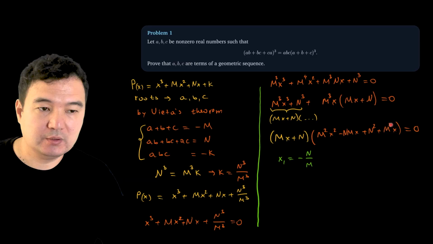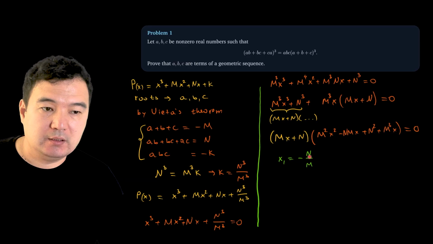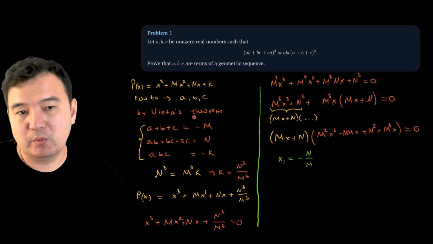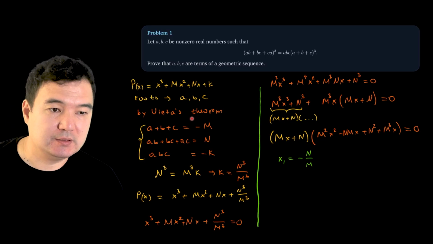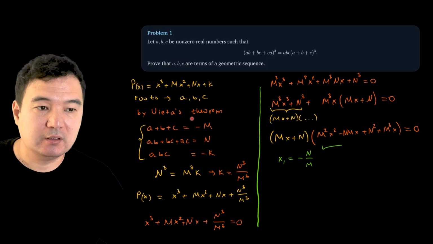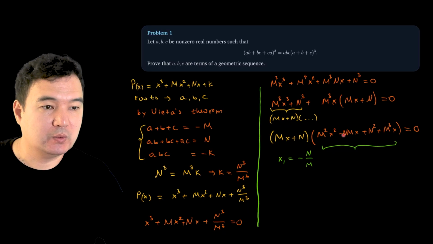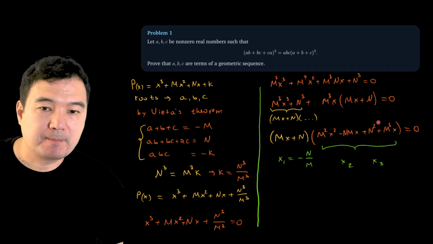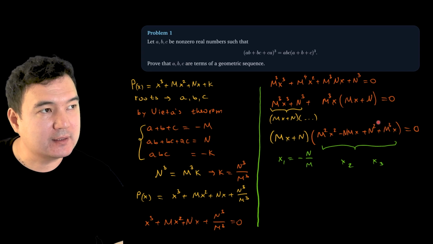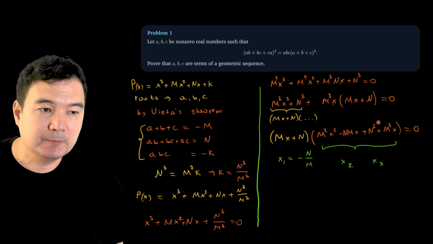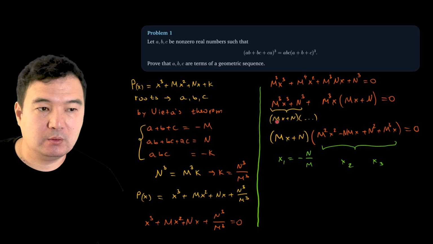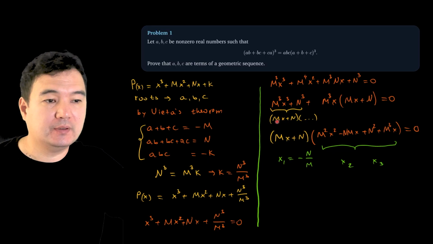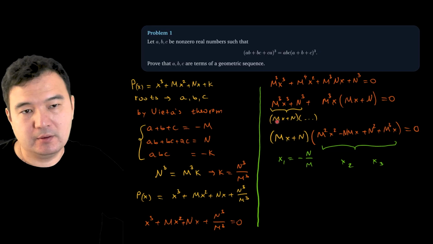So the first root is minus n over m. This is equal to one of these three, a, b, c. We don't know which one, but one of them is minus n over m. And there are two others, from the quadratic term, so there is x2 and x3. Do we want to find exactly what x2 and x3 are? We can. It's a quadratic term.